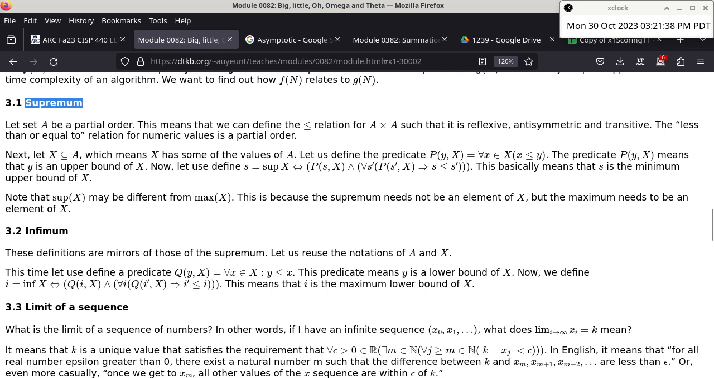Now, because X is likely to be a set of integers or real numbers, the infimum is usually just the minimum. Okay, fancy word, super fancy definition, but from your perspective, it really is just minimum. So we got maximum and minimum.